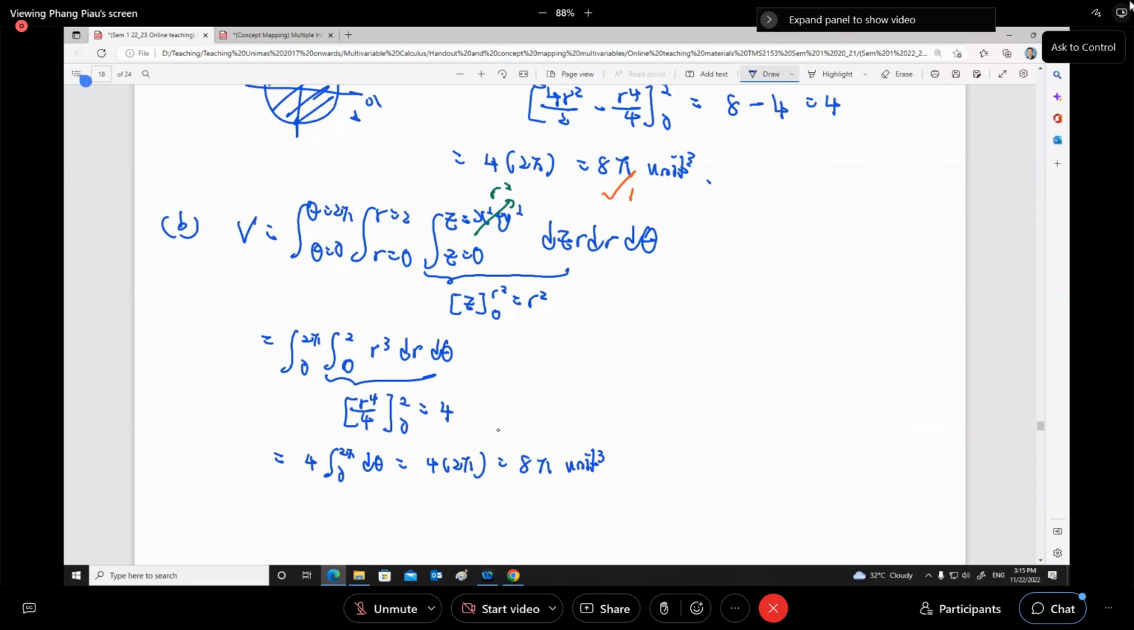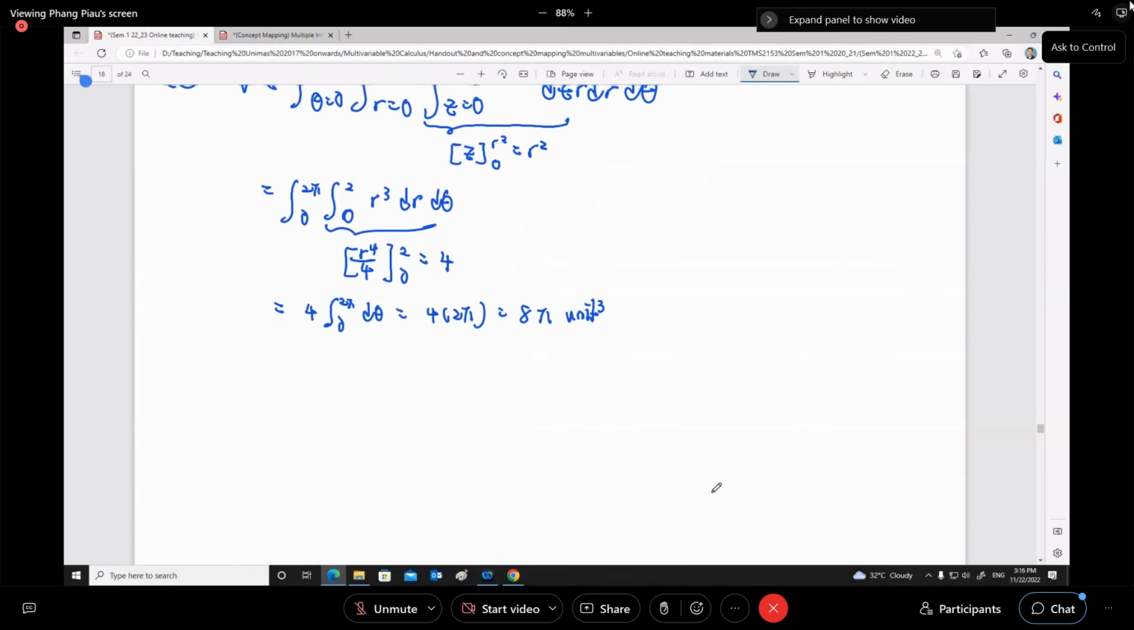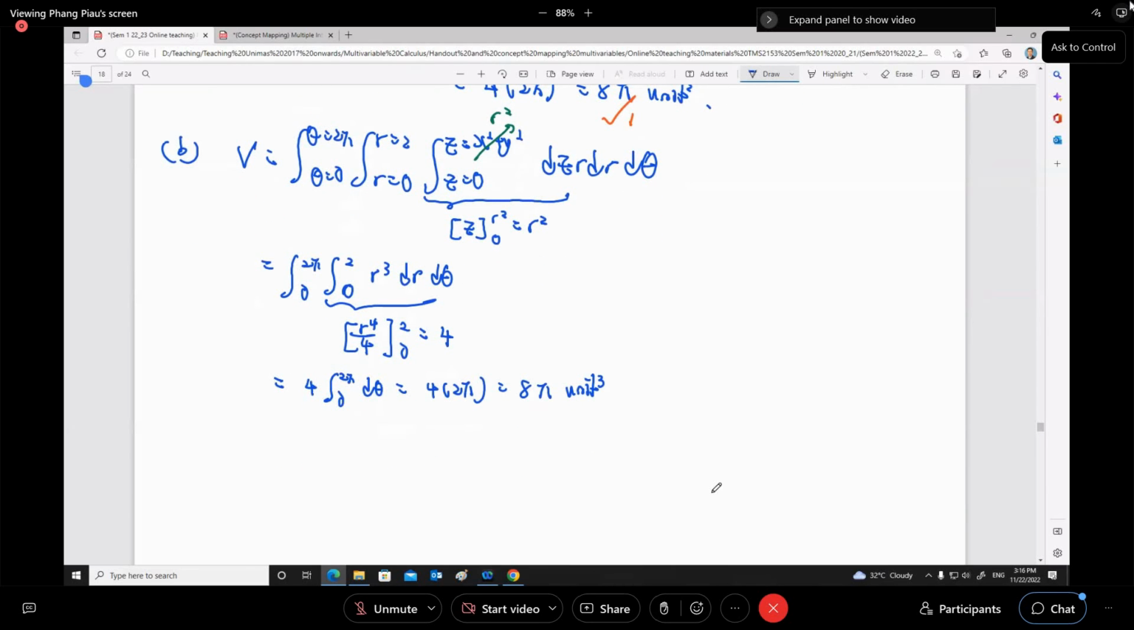Again, we have the answer pi by unit power 3. Okay, thank you for the response from Guanting. For Veronica, I give you 20 seconds to finish your work.